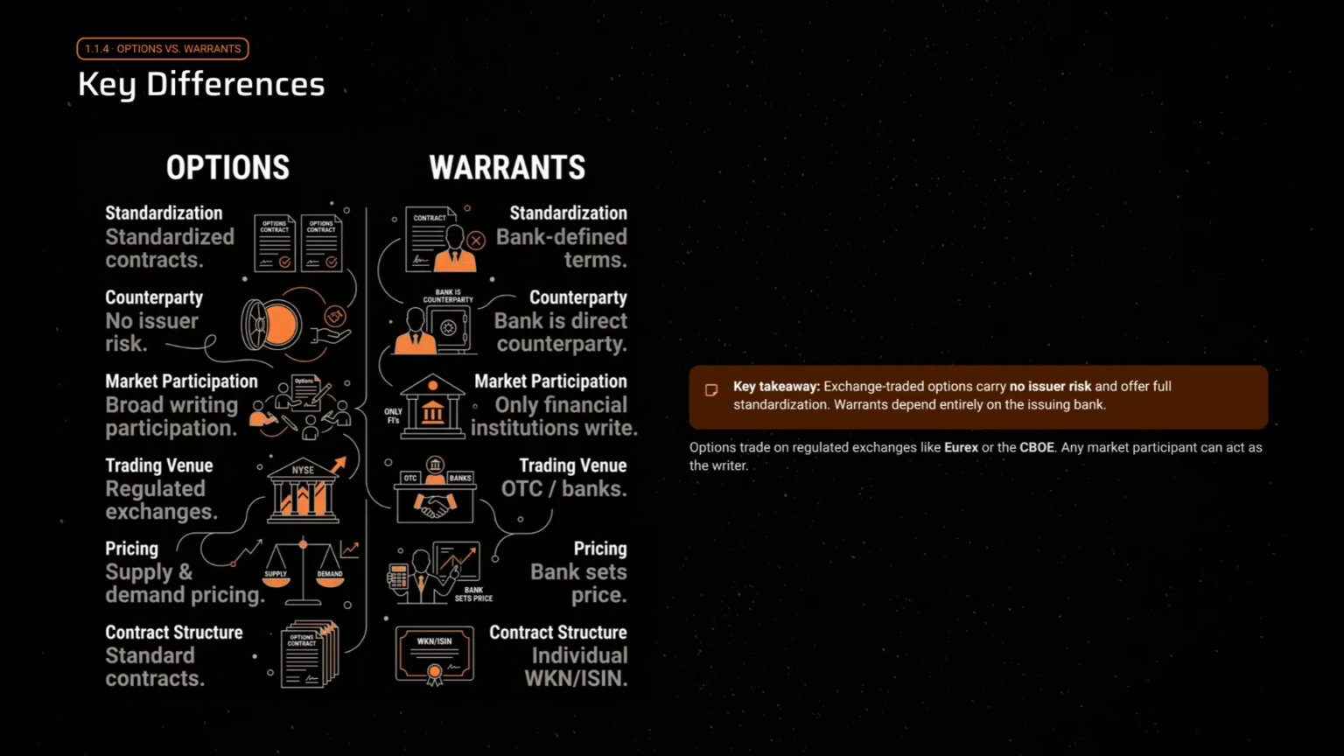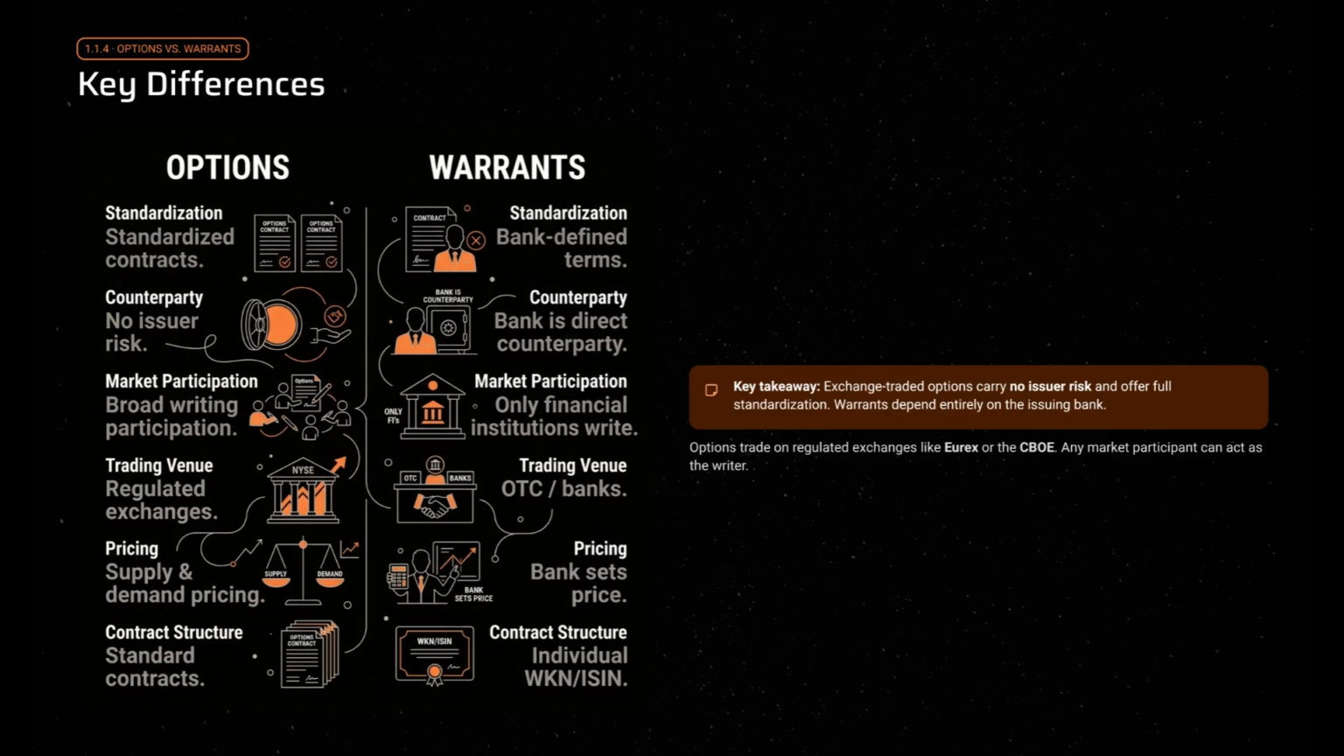Difference between options and warrants. Warrants are similar to options, but are not standardized exchange-traded products. They are issued by banks, which set the terms of the contract. Key differences. Standardization: exchange-traded options are standardized contracts traded on regulated derivatives exchanges, e.g., Eurex, Chicago Board Options Exchange. Warrants are issued by banks, which define the conditions themselves, such as strike price, maturity, and underlying asset.